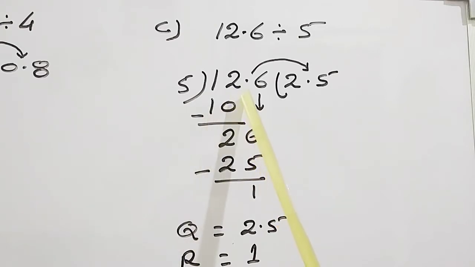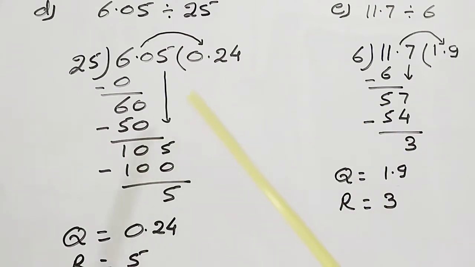After 2, there is a decimal. To remove the decimal, shift the decimal to the quotient. After shifting the decimal to the quotient, write the next digit 6 down. It is 26. Read the table of 5. 5 taken 5 times gives 25. Subtract 25 from 26, 1. The quotient is 2.5 and the remainder is 1.